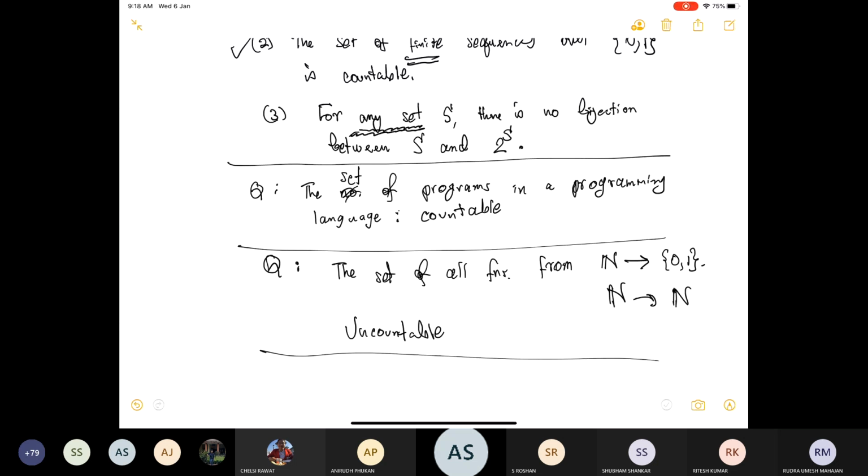All right, so this is our review of cardinality. If you have any questions, please ask me now, because I'm going to start the main content of the course right away. So if you have any questions, you can ask me. Anything so far? Any doubts?